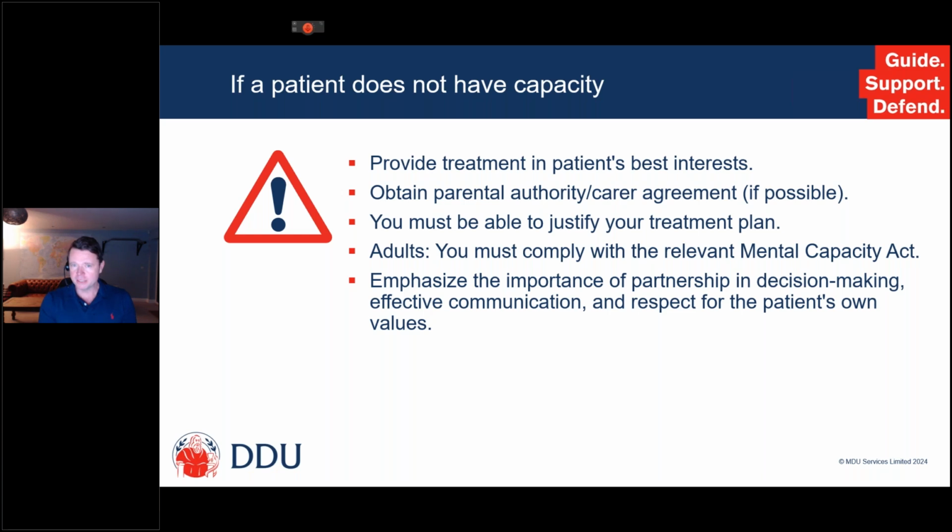If instead you think a patient doesn't have capacity, ultimately we've got to provide treatment which we think is in the patient's best interests. It's a good idea to involve parents, carers, and family members if possible, and you need to be able to justify your treatment plan. With adults, you need to be able to demonstrate that you've complied with the relevant Mental Capacity Act, which emphasises the importance of partnership in decision making, good communication, and respect for the patient's own values.